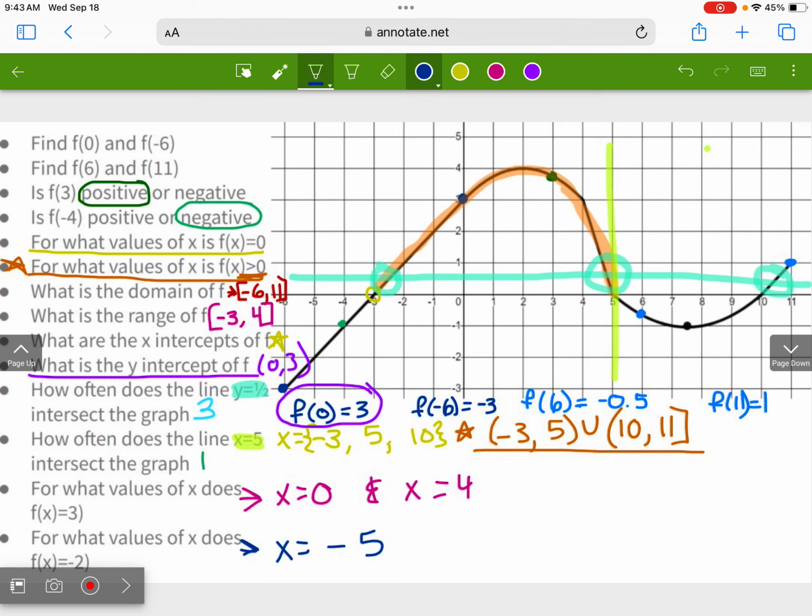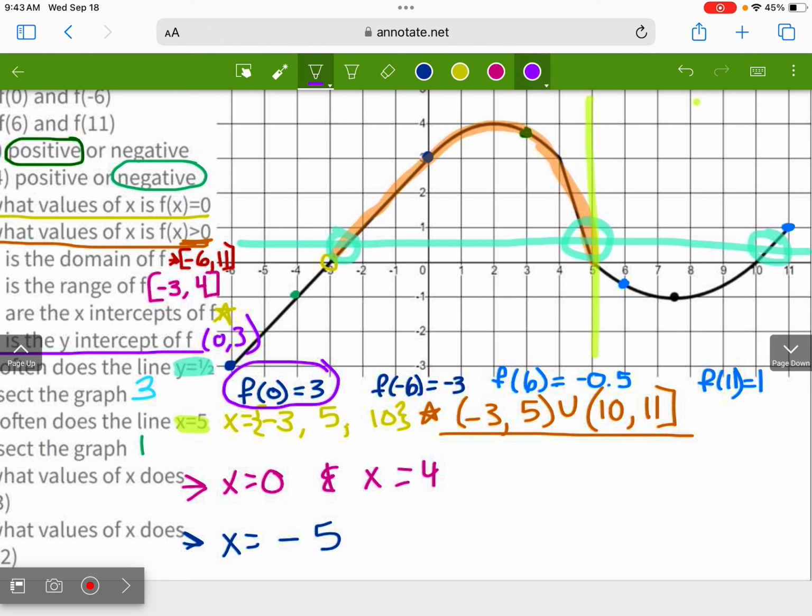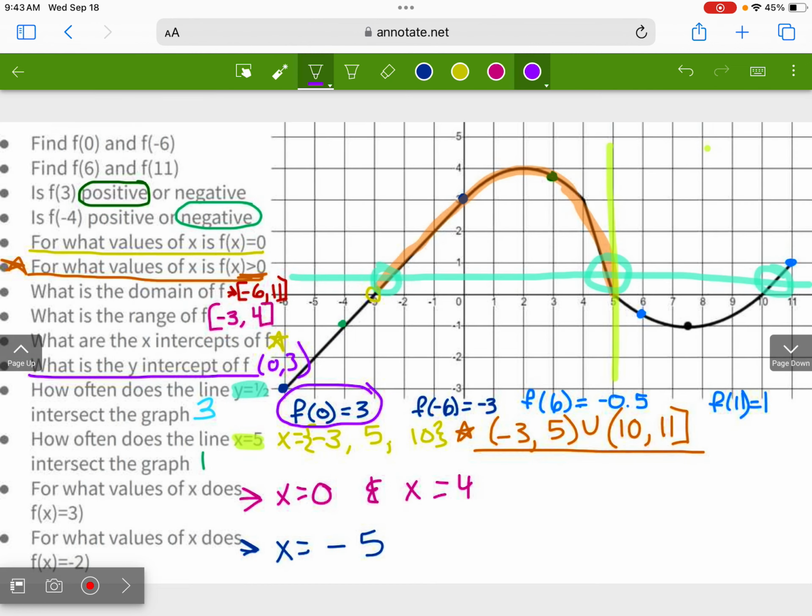For what values of x does f of x equal 5? Not 0. 0 equals 3. It's not up there, but I'm asking you. For what values of x would f of x equal 5? None. It doesn't ever equal 5. You don't have to have a number. Your answer can be no solution.